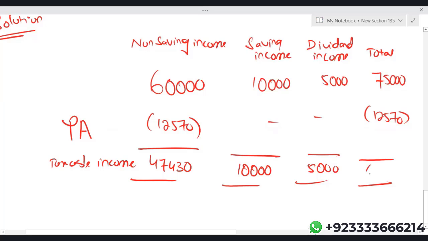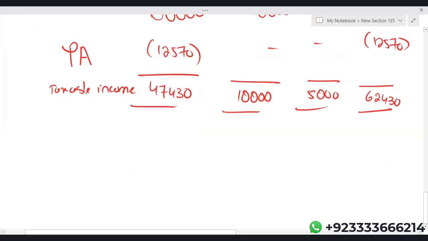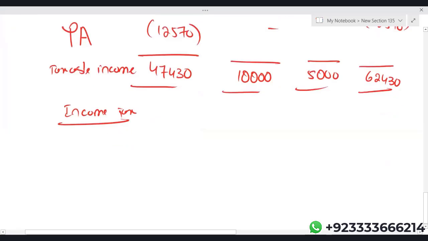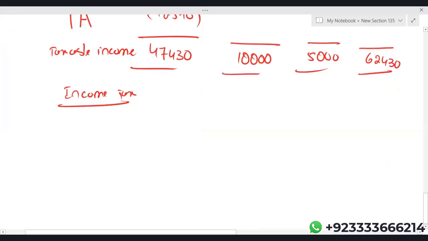So 62,430. Now let's apply the tax rate. Income tax. The normal sequence of applying the tax rate is very simple: non-saving, saving, and then obviously dividend. Okay, results are coming. That's really nice. Income tax. So first we have to apply the tax rate on non-saving.